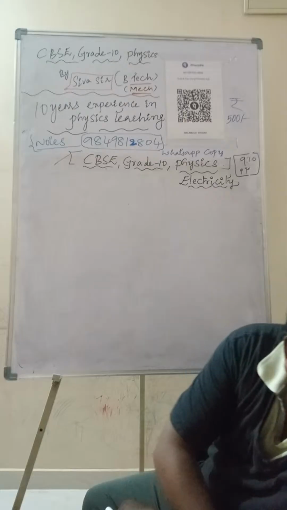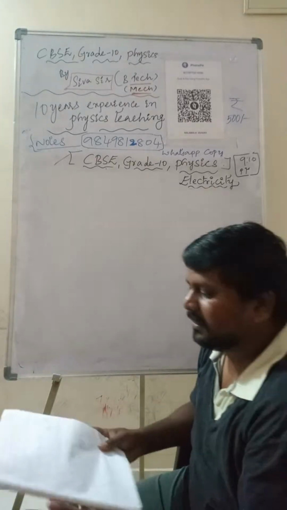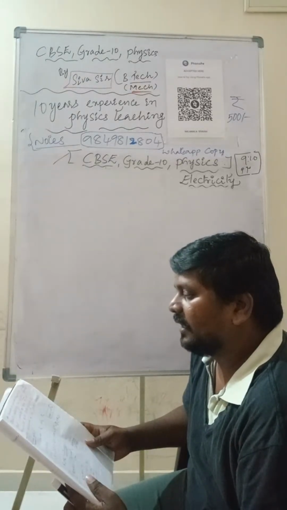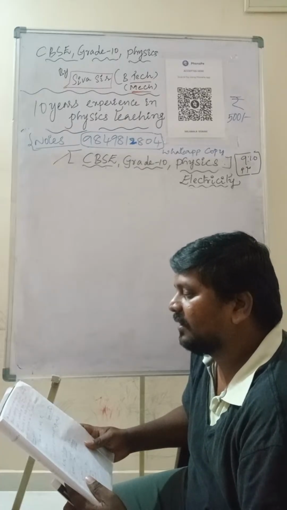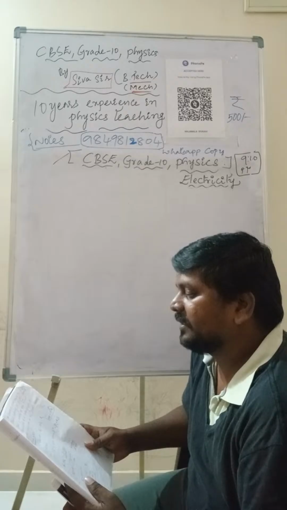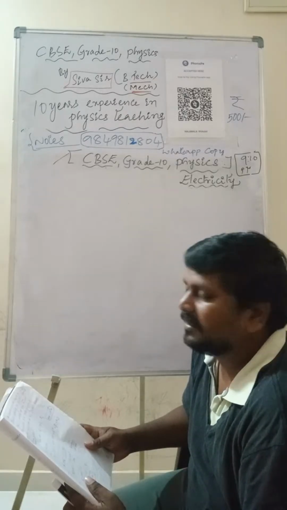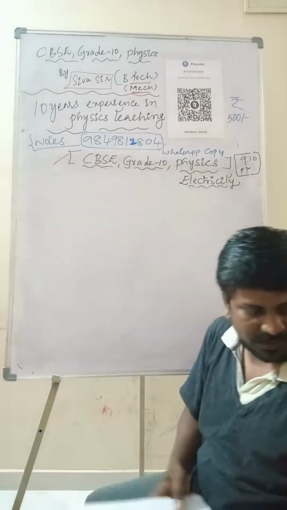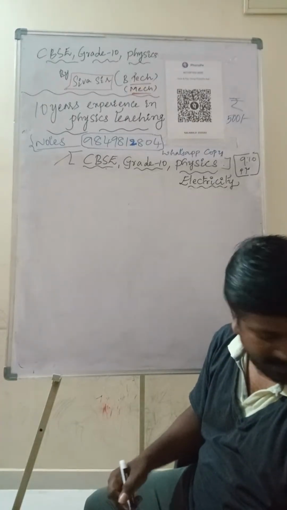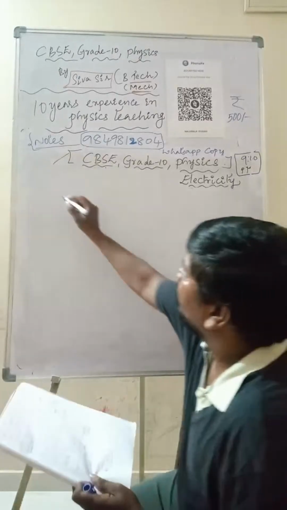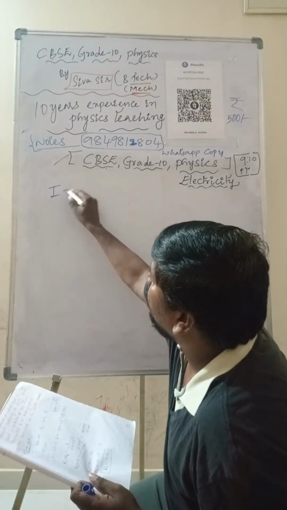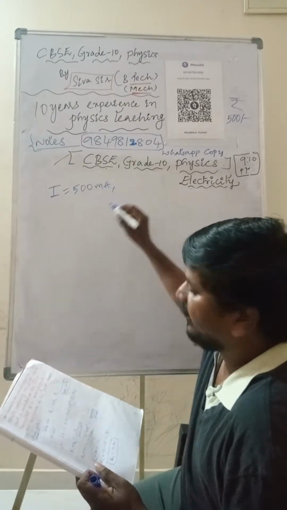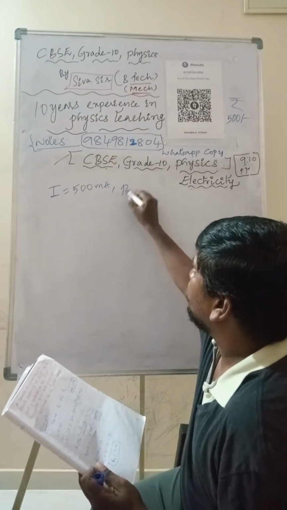So next question. A current of 500 milliampere flows in a series circuit containing an electrical lamp and a conductor of 10 ohm. When connected to a 6 volts battery, find the resistance of the electric lamp. Here the current I is given: I equal to 500 milliampere.